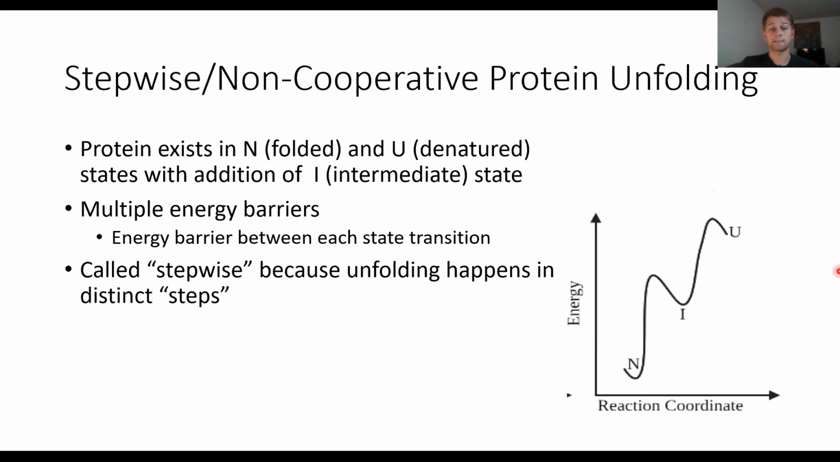So now looking at stepwise or non-cooperative unfolding of proteins. As you can probably gather from the name, this type of protein unfolding is not a single smooth transition to the unfolded state with one single energy barrier, but instead there can be more than one transition state, shown in this graph as I. These states have smaller energy barriers along the way to a fully denatured protein.